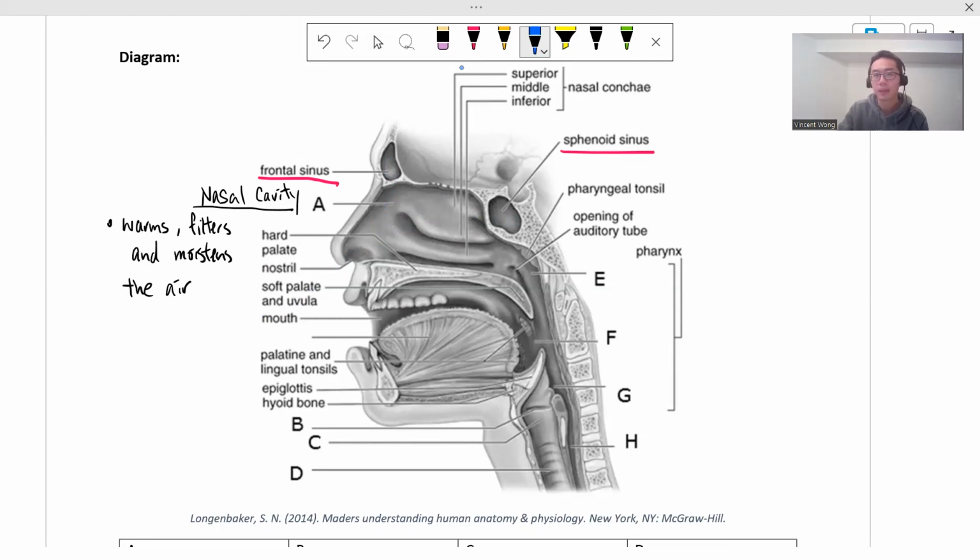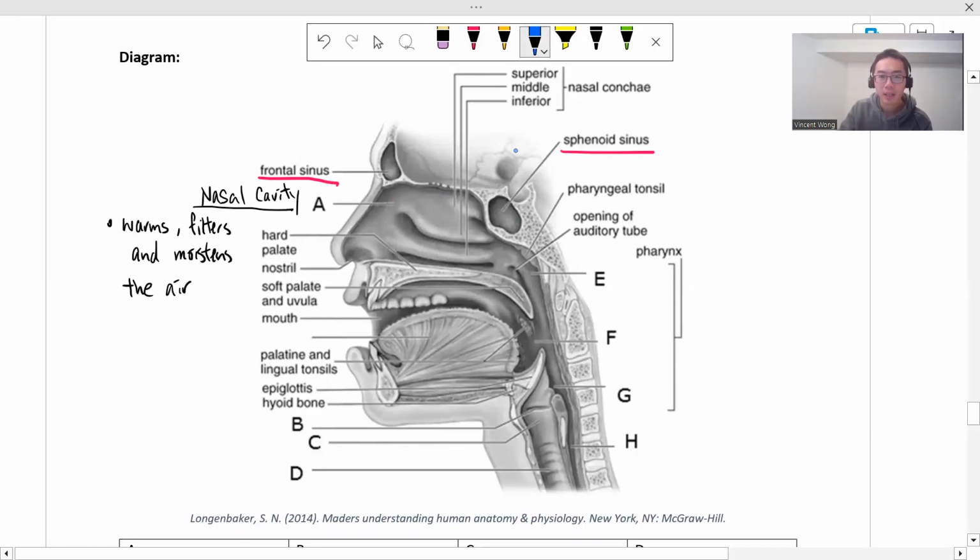A sinus is the empty cavity within the bones. You see this is totally inside the bone, but there are access points through the nasal cavity, so the air comes in and is able to take a twirl in the sinuses, and that's where it gets warmed, filtered, and moistened.